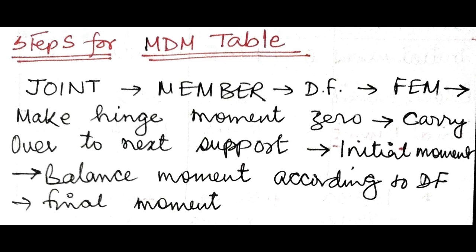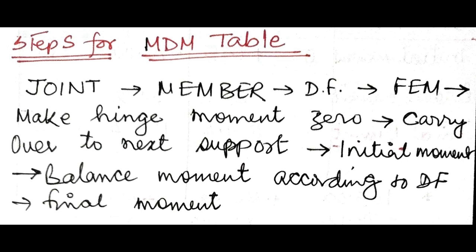This is the step. So once we write the FEM, that is the fixed end moment, the next step is we write the hinge moment as 0. After doing that, we carry over to the next support. Then we find out the initial moment. Then we balance the moment according to the distribution factor. Here comes the distribution factor into play.